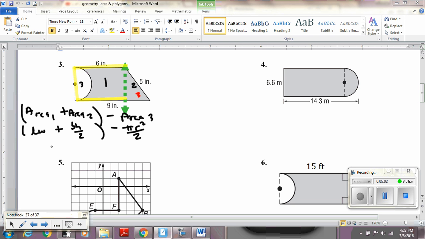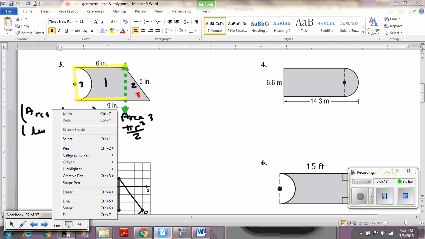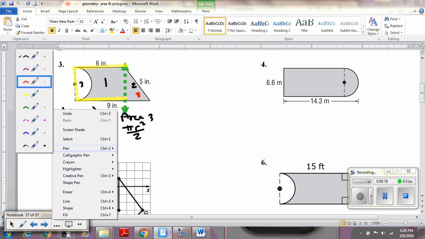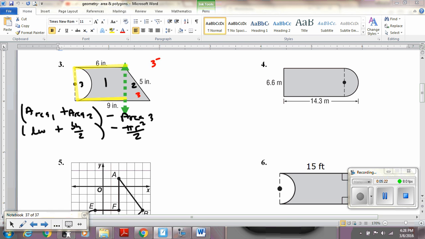I have the length of my rectangle, it's 6, but I need to find the width, and the width happens to be the height of my triangle, and the only way to do that is to use the Pythagorean theorem. So it would be 3 squared plus b squared equals 5 squared. So that's 9 plus b squared is 25. Subtract 9, b squared is 16, square root, so b is 4. So the height of this triangle is 4. That helps out a whole lot.